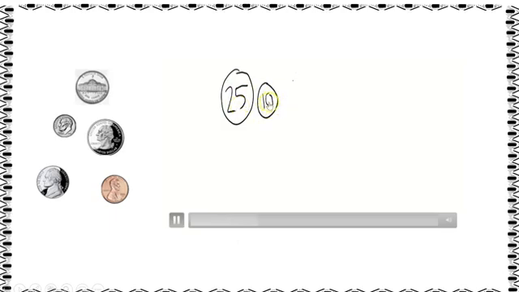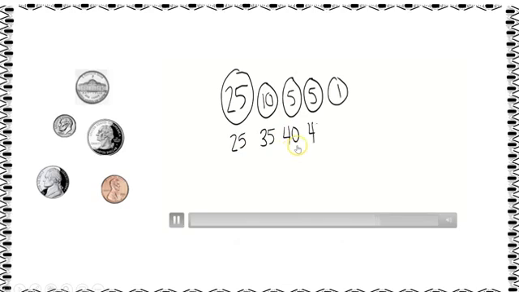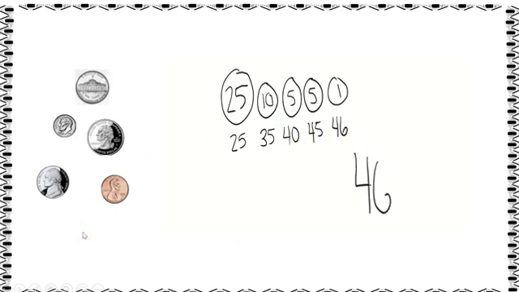My dime is worth 10 cents. I'm going to put a 10. And my nickels are worth 5 cents, so I'm going to put 5. My penny is 1 cent, so I put the 1. Now I'm going to count on underneath those 25 using the values I wrote in the coins. 35, 40, 45, 46.